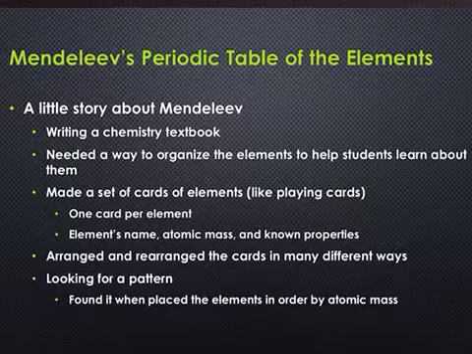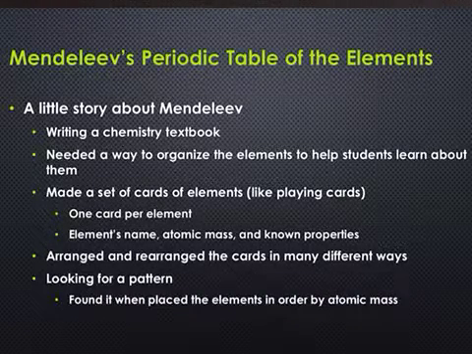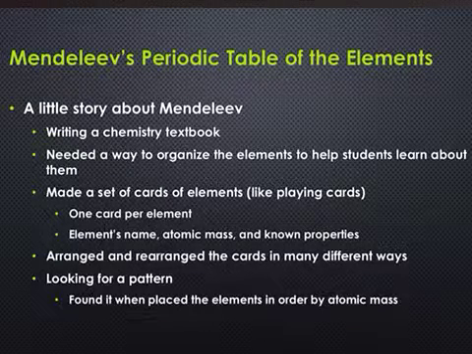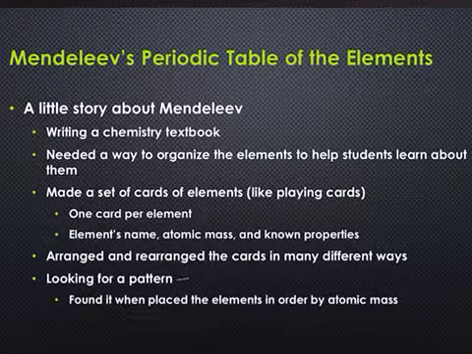So he basically made a set of playing cards for each element, one card per element, and on the card it had the element's name, its atomic mass, and any known properties or anything they knew about that element at that time. And since they were cards, he was able to arrange and rearrange them in many different ways, all the while looking for patterns.